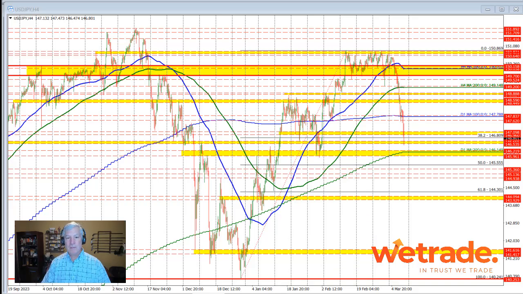Now we are approaching a key moving average. That is the 200-day moving average. That comes in at 146.149. And like the 110 level in the euro versus US dollar, we haven't been above that. That level is going to be a key level and probably a tough nut to crack.